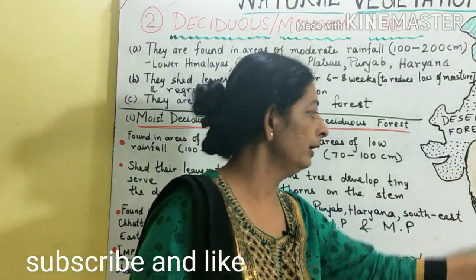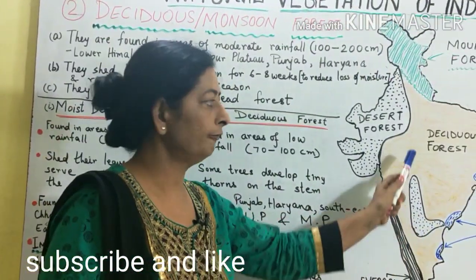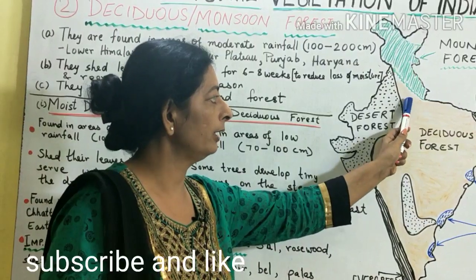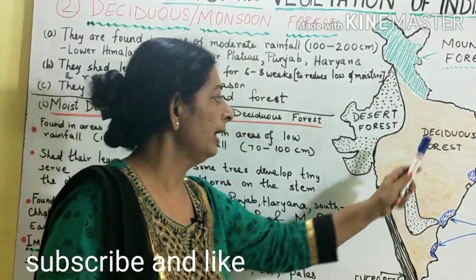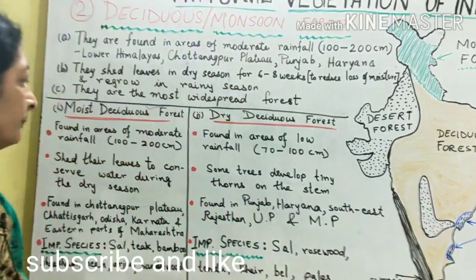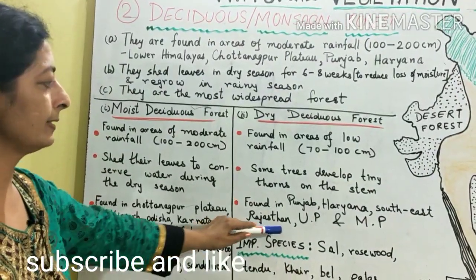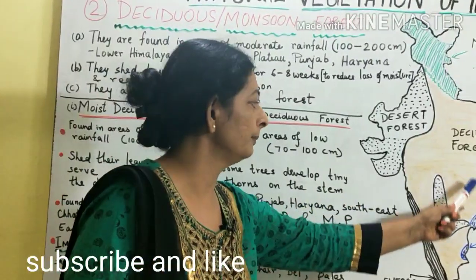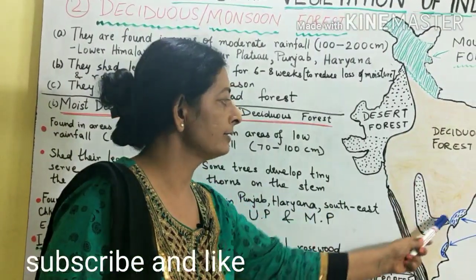Like we can see here, these are the regions where they are found. Punjab, Haryana, Chota Nagpur Plateau region and this part of Maharashtra, Madhya Pradesh, Uttar Pradesh. Now here dry deciduous forest. Uttar Pradesh, Madhya Pradesh, here they get dry deciduous forest.